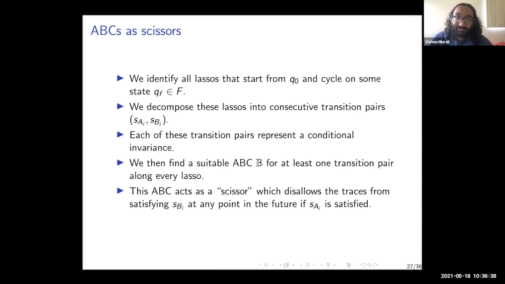And this is as follows. This augmented barrier certificate acts as a scissor which disallows the p-tuple of traces from satisfying SBi at any point in the future if they satisfy SAi. However, for these p-tuple of traces to satisfy the negation of P, they must satisfy SAi and at some point in the future must satisfy SBi for some transition pair. Therefore, we note that the existence of this augmented barrier certificate implies that Eloise has a strategy such that she always can satisfy P, and therefore we can infer that the system does in fact satisfy the hyper-LTL specification.